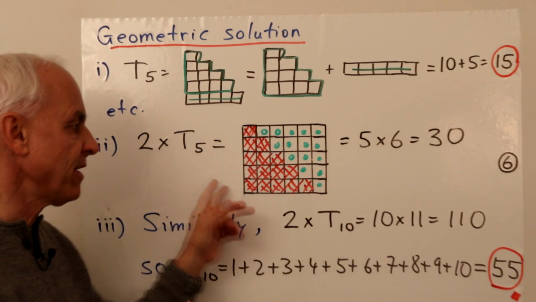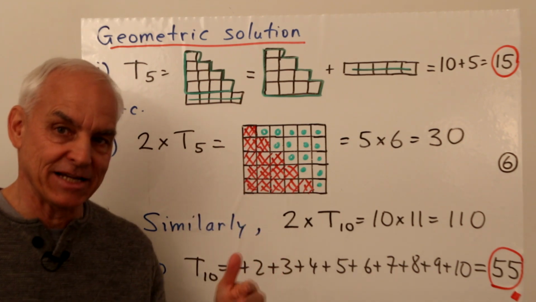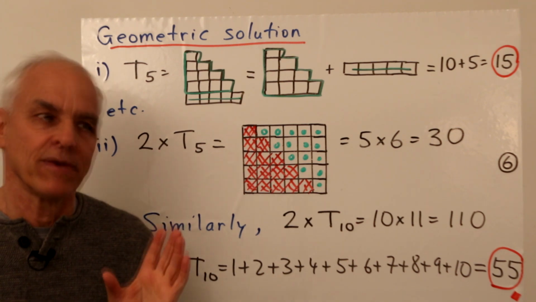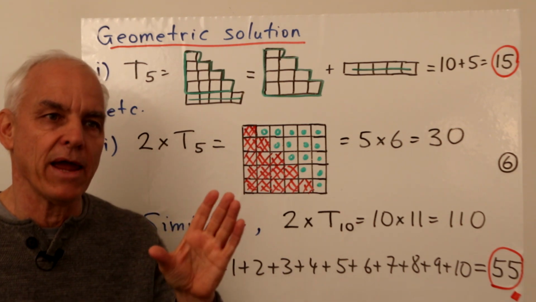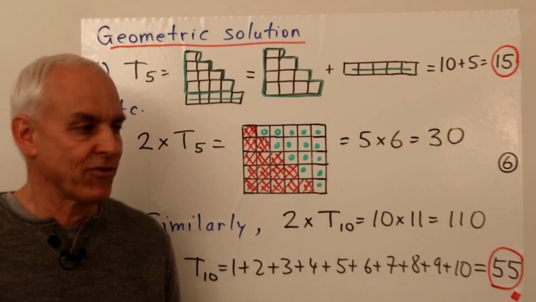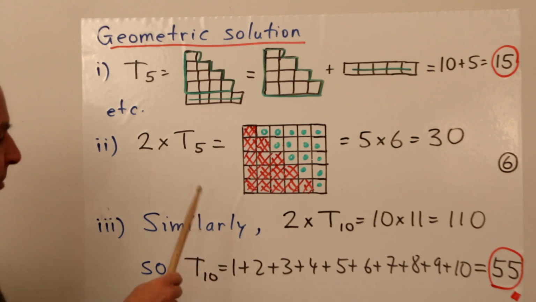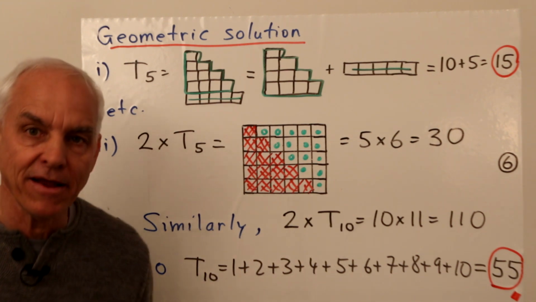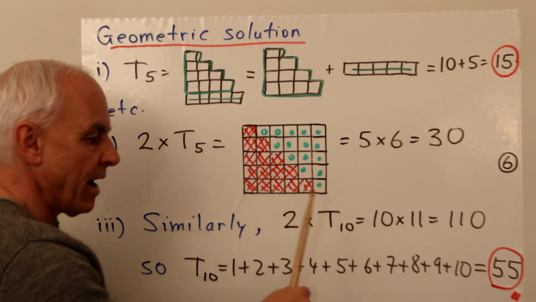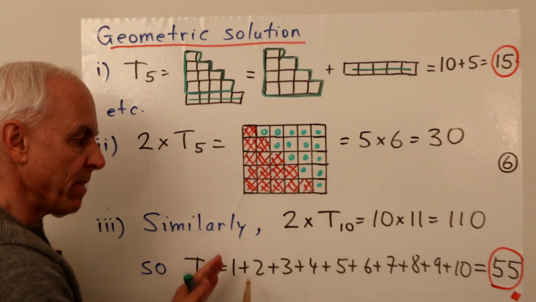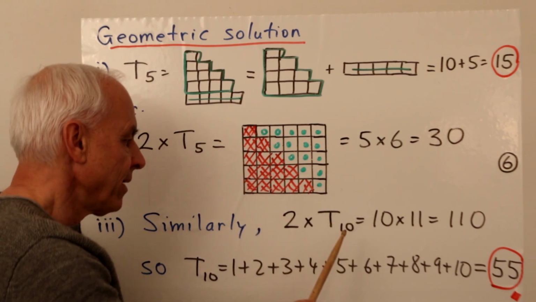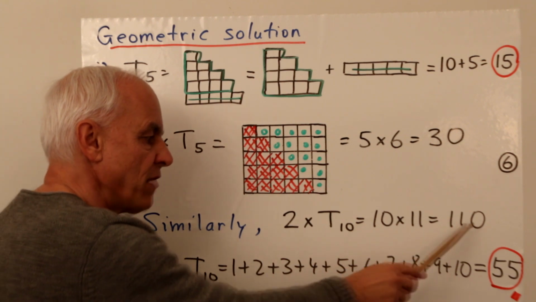And once you've seen this one and maybe done the T6 version of it, then the pattern should start being clear in the student's mind. They can say, aha, I can see why the same formula is going to work for the higher triangular numbers. So for example, 2 times T10 is going to be, in exactly the same way, a bigger rectangle with dimensions 10 by 11. So 2 times T10 is 10 times 11, which is 110.